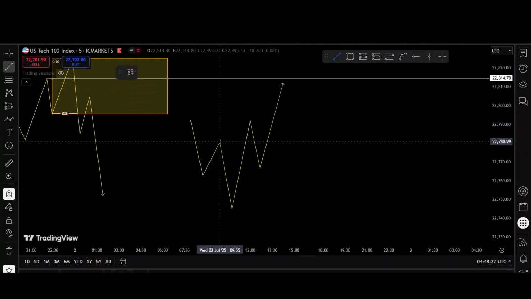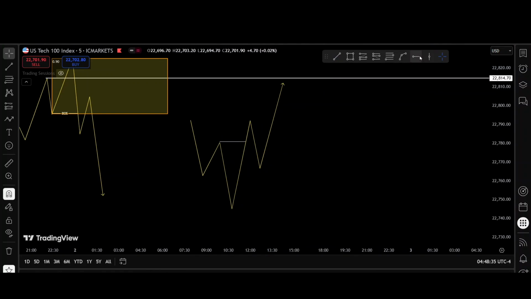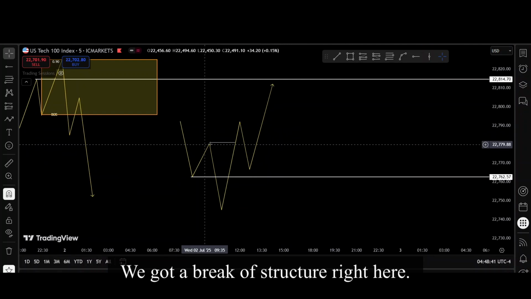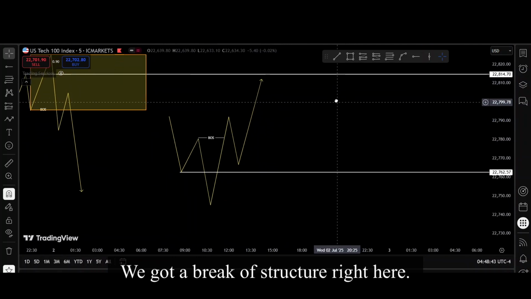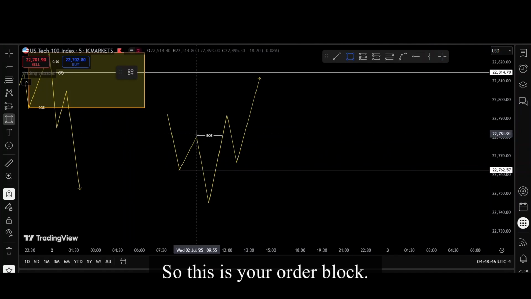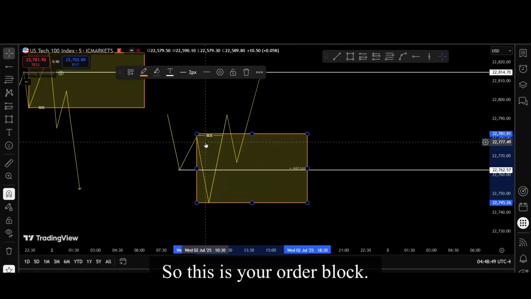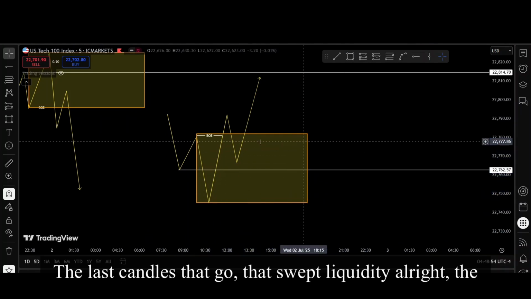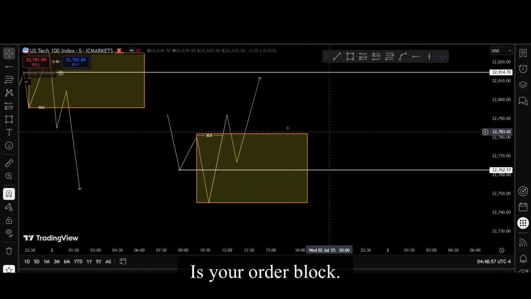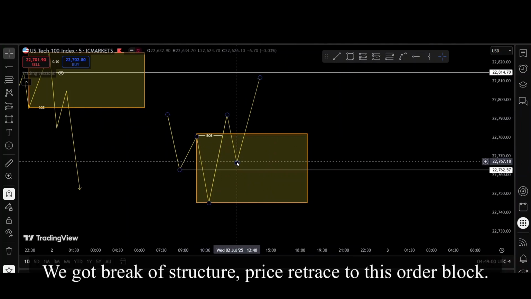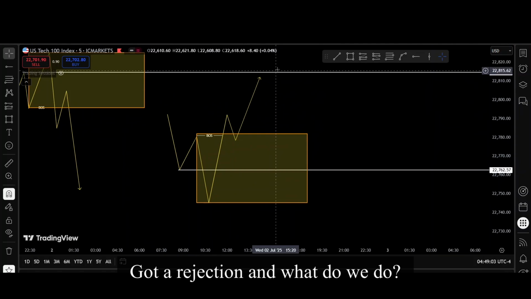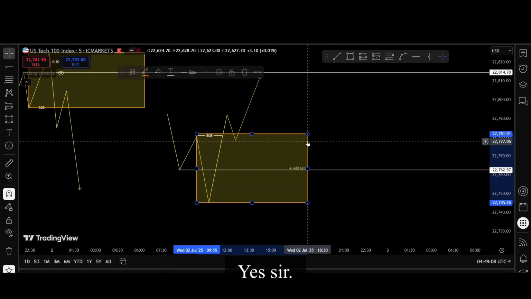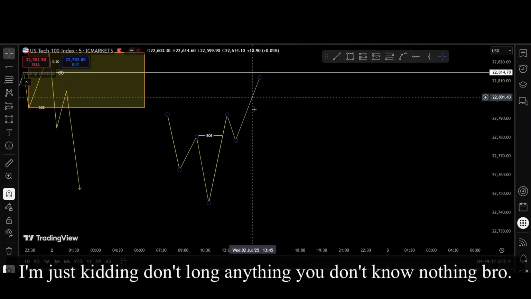We swept liquidity on this leg right here. We got a break of structure right here. So this is your order block. From this high to this low, the last candles that swept liquidity, the last down move is your order block. We got a break of structure, price retraced to this order block, got a rejection, and what do we do? We long this, bro. Yes, sir. I'm just kidding, don't long anything, you don't know nothing, bro.